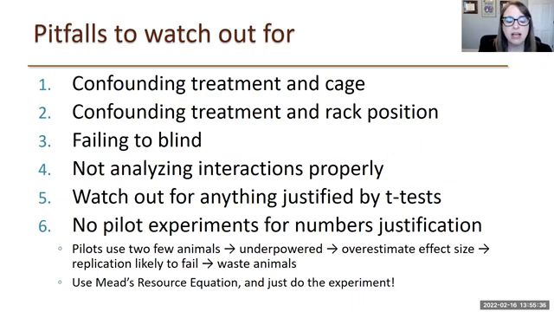And number 6, I would highly recommend not using pilot experiments to justify animal numbers. This has to do with the fact that pilots usually use too few animals and are generally underpowered. In order to find a result there, you basically have to, by chance, have accidentally found an effect size that's larger than what really exists. So essentially you're setting yourself up for reproducibility failure and eventually wasting animals, time, and resources. So use Mead's equation and just do the experiment.